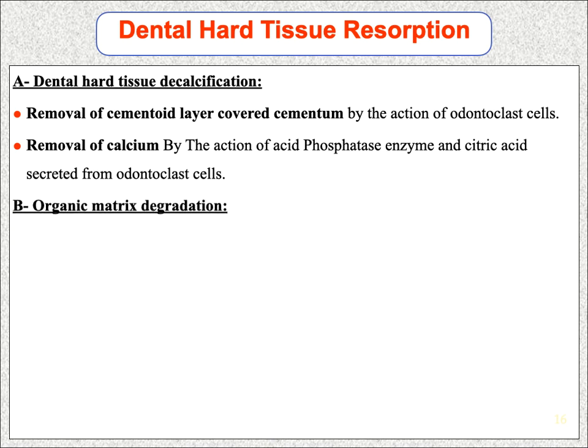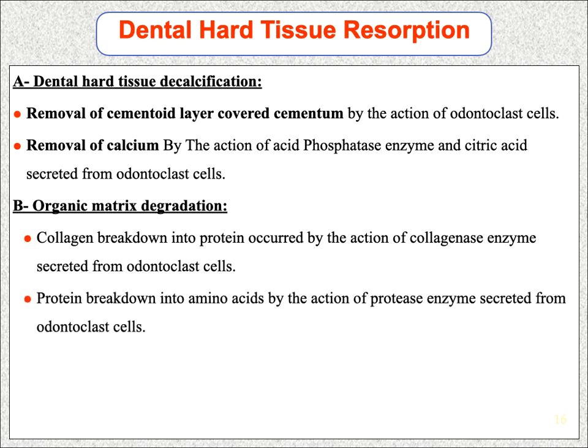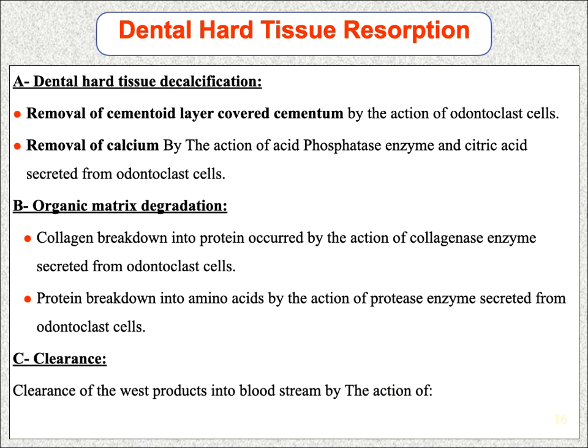Number B, organic matrix degradation. Collagen breakdown into protein occurs by the action of collagenase enzyme. We already mentioned this a little while ago in the three enzymes. And this collagenase enzyme is secreted from the odontoclast. And the second is protein breakdown into amino acids by the action of protease enzyme. Then clearance of the waste products into the bloodstream by the action of blood monocytes.